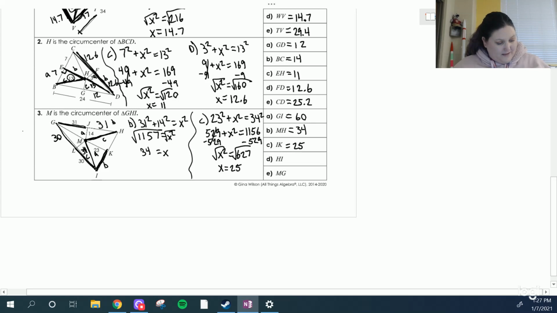Next one I want to find is HI. HI is this whole side here. So if this was 25, then that means this is 25, which makes that whole entire side 50. And MG. MG is this segment here, and that would be 34 because it's from my circumcenter out to my vertex.